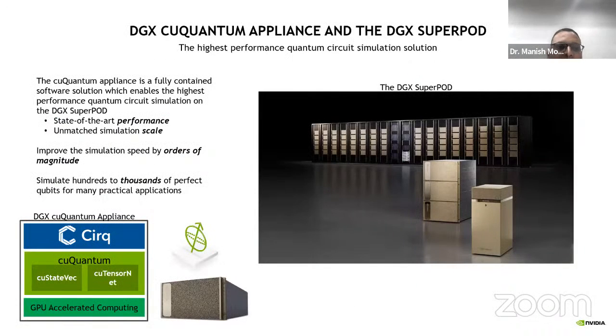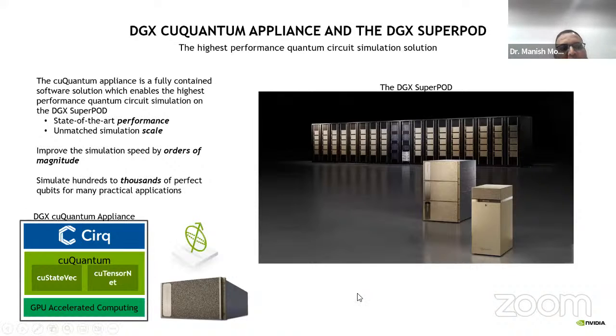So let's talk about QQuantum first, and then we will talk about QODA, and then I'm happy to take questions. The QQuantum Appliance is a fully contained software solution which enables the highest performance for quantum circuits. These are available in containerized form. They can be easily downloaded and installed on a GPU system. And with that, you can see the performance with all the existing frameworks and algorithms, right?